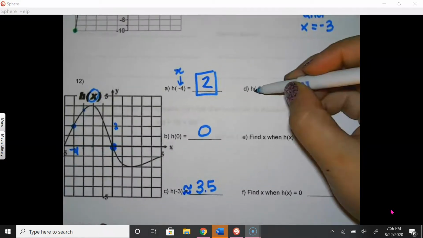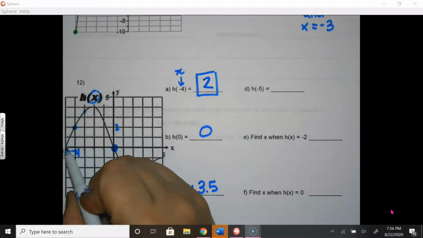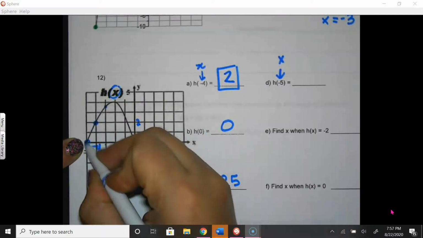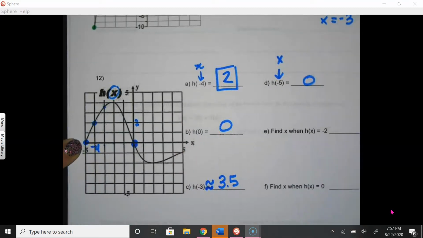Okay, next we're asked to find h of negative 5. So here's negative 5. So x is negative 5. And the y value is 0 there.